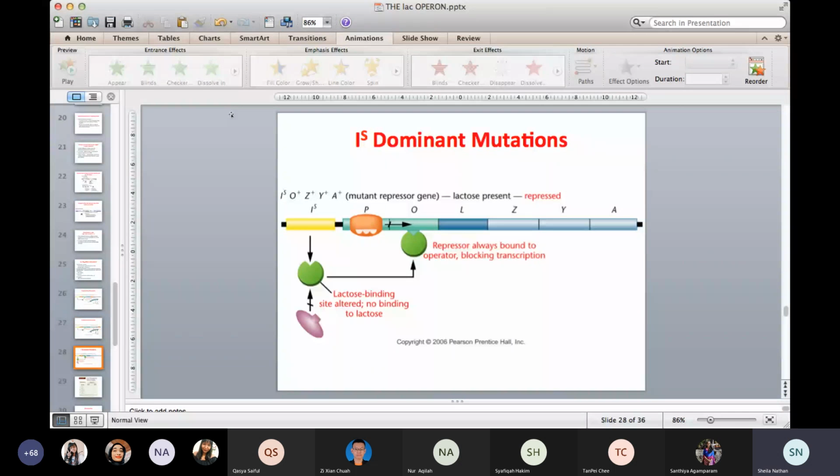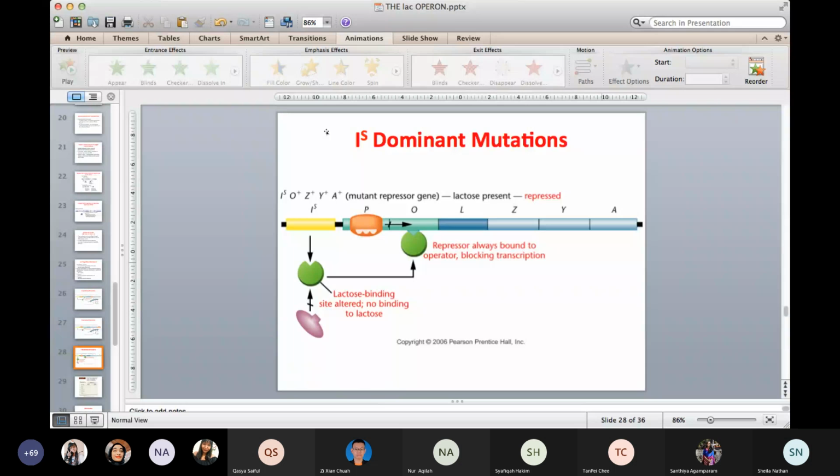What is this now? This is I^S. Remember the super repressor. So what happens when you have a super repressor? Even if lactose is present, the lactose or the allolactose cannot bind to the repressor molecule because it has changed shape. So the repressor molecule can constantly bind to the operator even when lactose is present. So you have no transcription taking place.